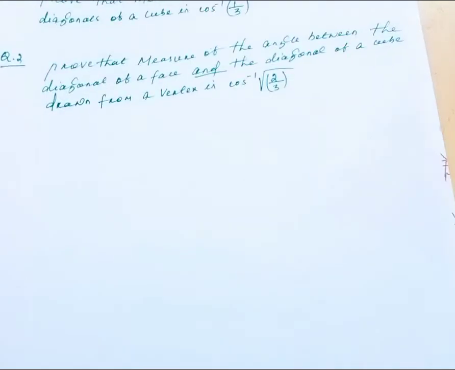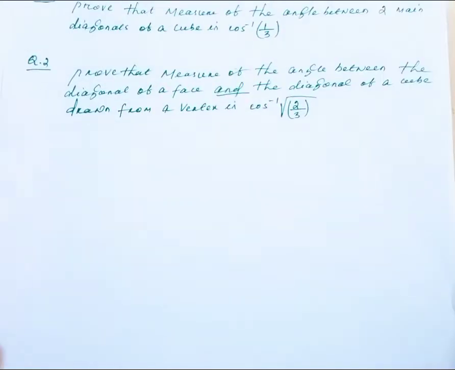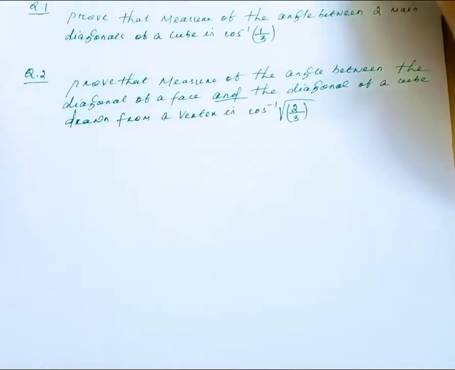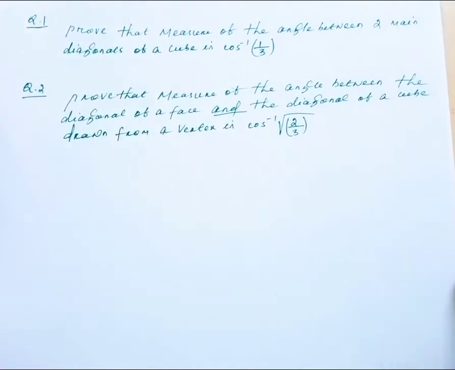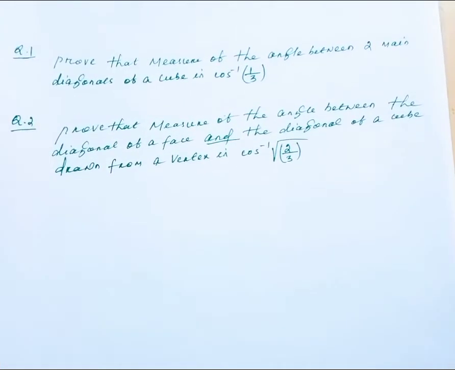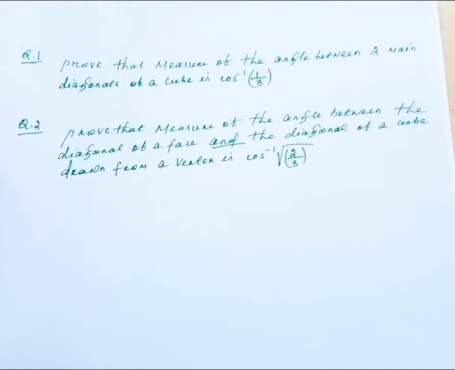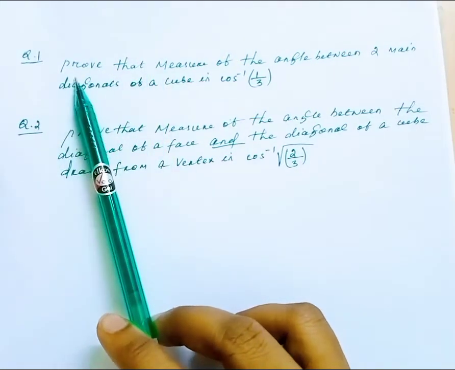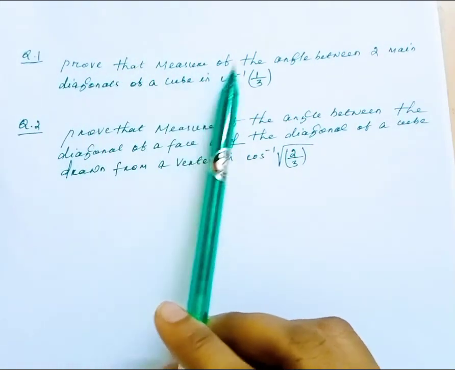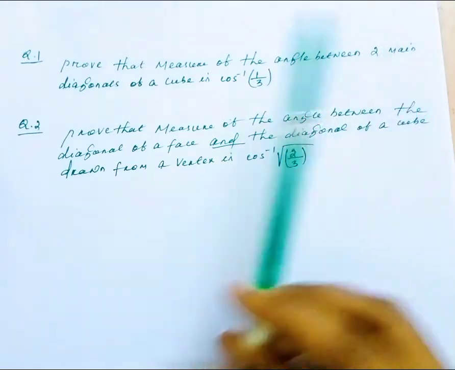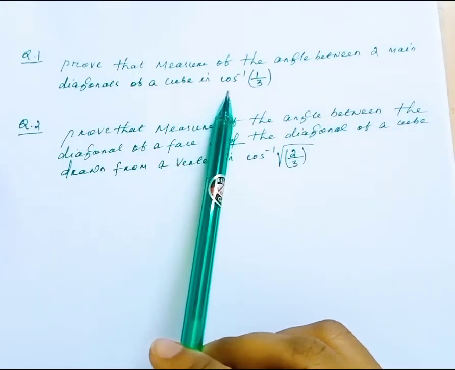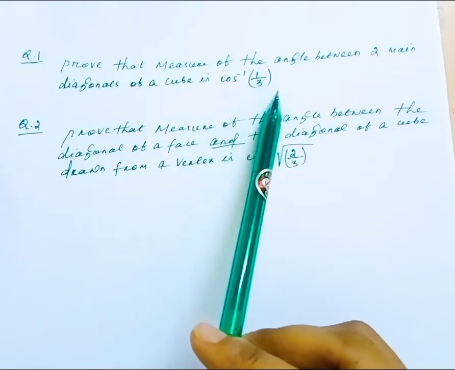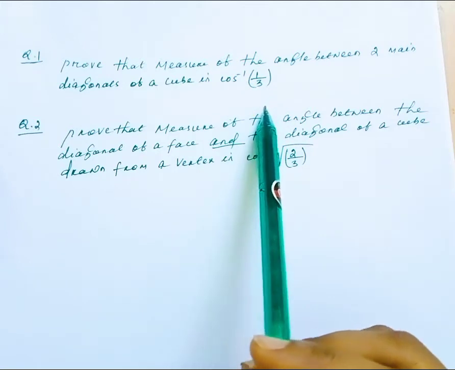So let's see the important questions for you, very important questions in this section, to find the angle by using direction cosines or direction ratios. Here I have to prove that the measure of the angle between two main diagonals of a cube is cos inverse 1 by 3.